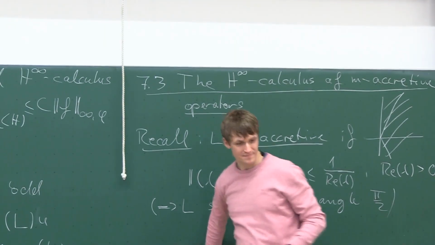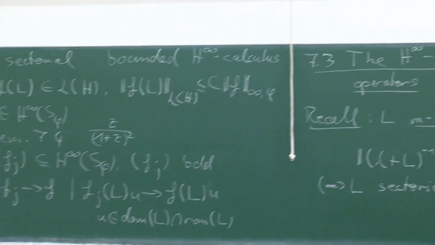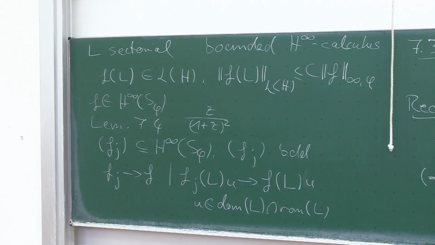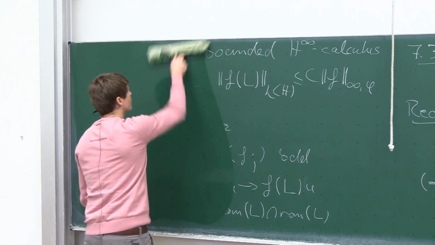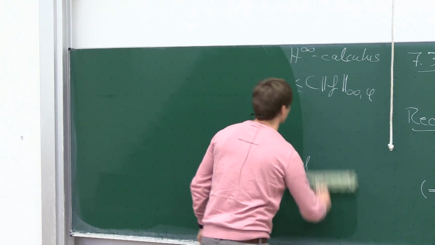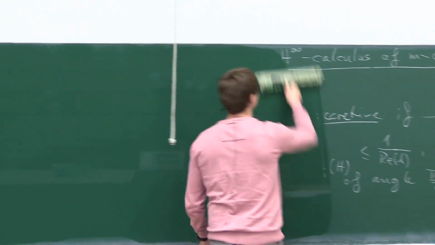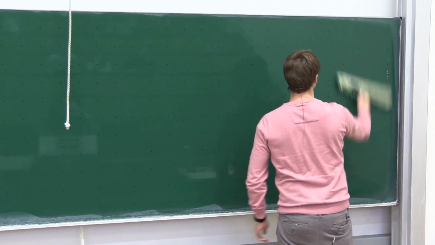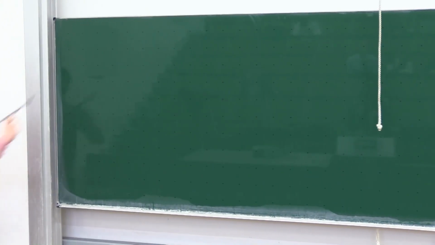All right. There's the first remark, namely, von Neumann's inequality holds true for m-accretive operators, but actually von Neumann's inequality is also necessary for a sectorial operator of angle pi over 2 to be m-accretive. This is the first remark here.